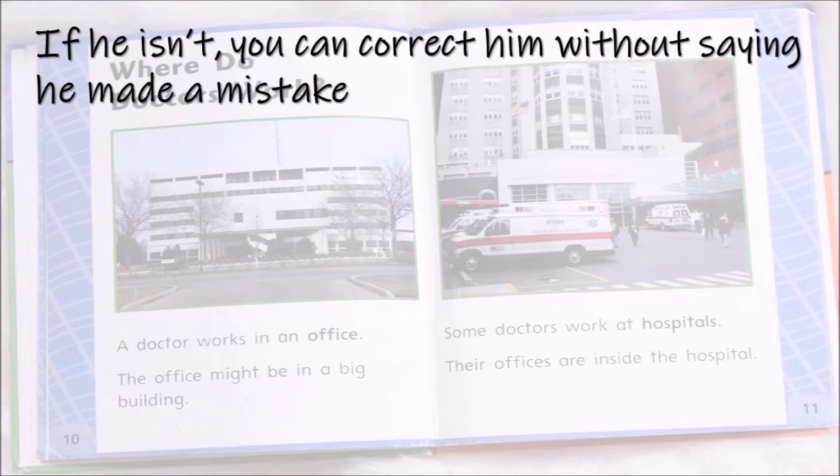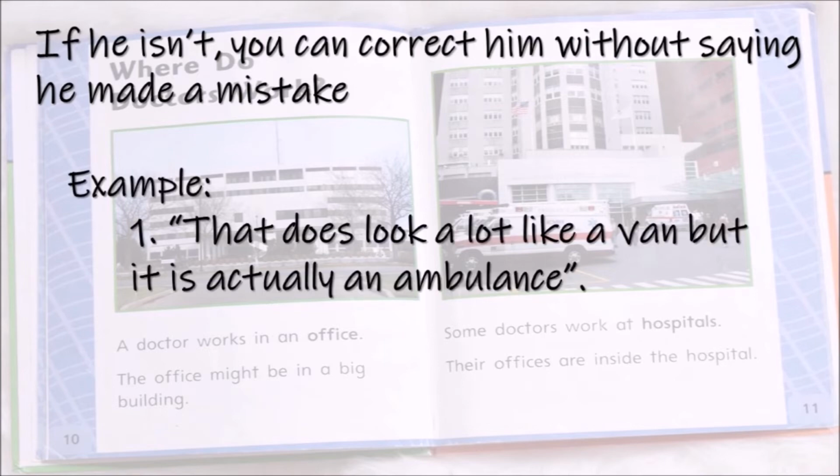If he doesn't, instead of saying, no, you're wrong, you can still correct him without saying he has made a mistake. For example, if my son would have pointed to the picture of an ambulance in the book and called it a van, I would have said something like, that does look a lot like a van, but it is actually an ambulance. And I would have pointed out the red cross on the ambulance to tell him the difference between a van and an ambulance, so the next time he gets it right.